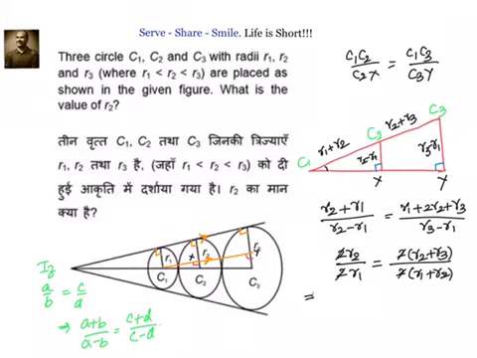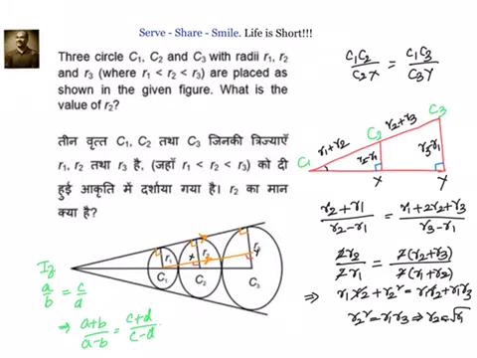Let's do cross multiplication. We will get R1 R2 plus R2 square is equal to R1 R2 plus R1 R3. R1 R2 again will get cancelled. We get R2 square equal to R1 R3. That means R2 equal to square root of R1 into R3. So our solution is R2 equal to square root of R1 into R3.